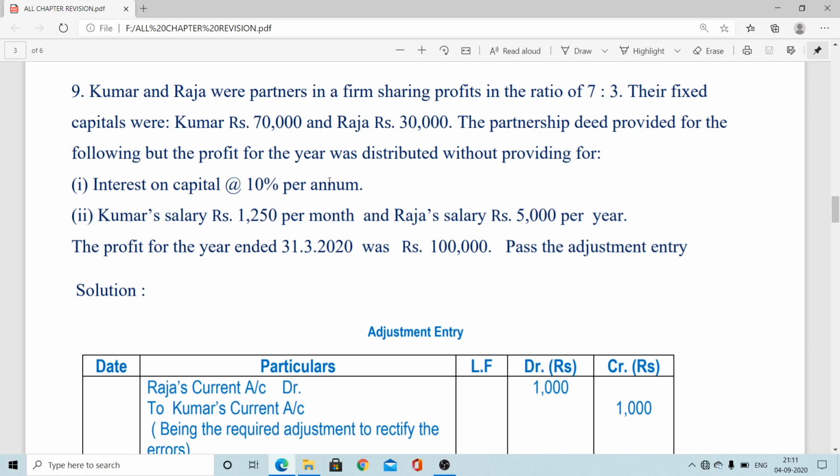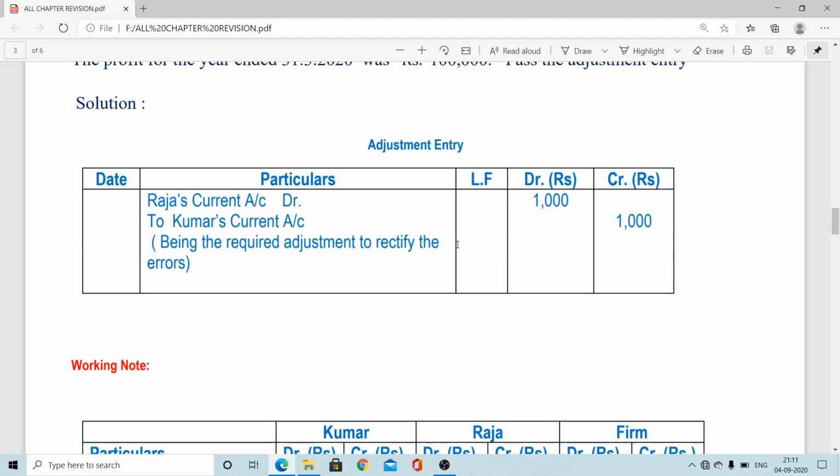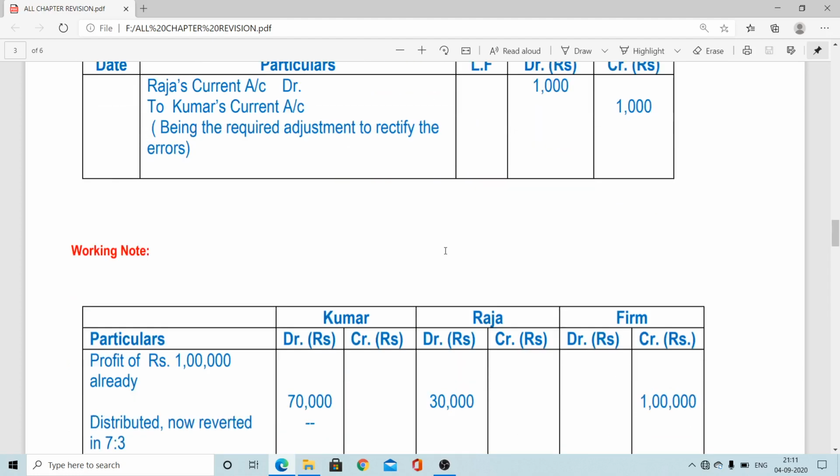That is the appropriation item. That appropriation item was ignored by the accountant without charging it; the total profit of 1 lakh was directly distributed in this question. So it was a great mistake. So you have to rectify it. That way, with the help of an adjustment table, we can rectify it.